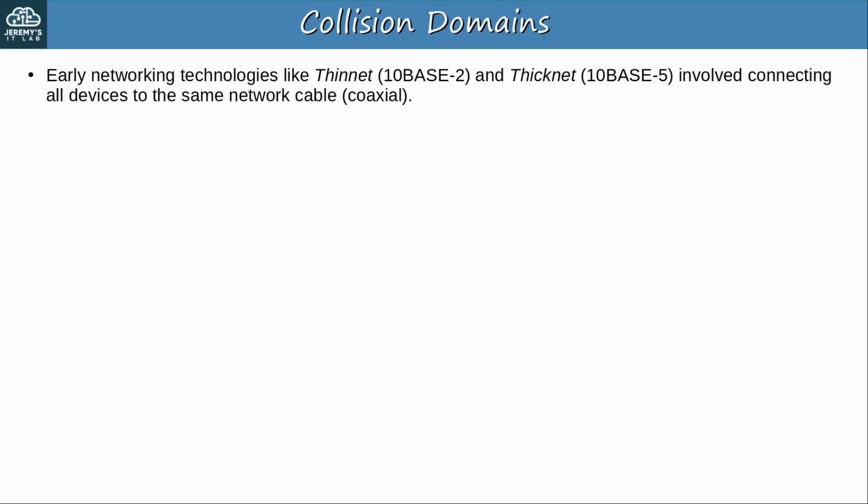The next fundamental topics we will review are collision and broadcast domains. Collision domains first. Early networking technologies like ThinNet, aka 10-base-2, and ThickNet, aka 10-base-5, involved connecting all devices to the same network cable, which was a coaxial cable, as opposed to the current UTP cables we're all used to now.